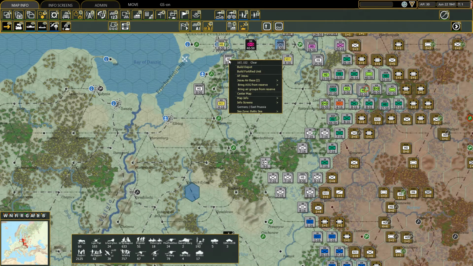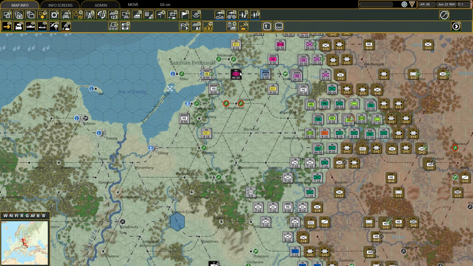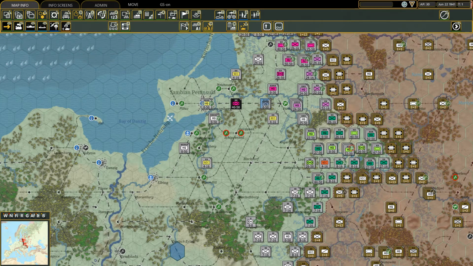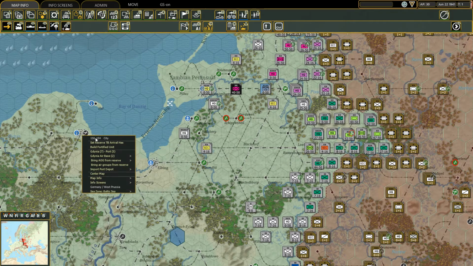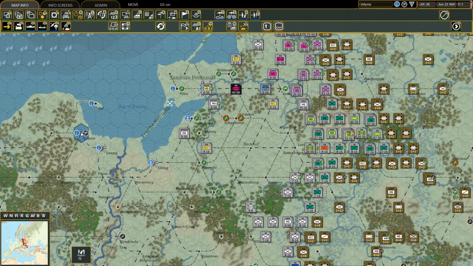And if you select a hex with an air base, air bases are these circles here, these circles with either a green or black background, you can get information about the unit. Each airfield does have its own unit indicating the presence of the support units in that hex.